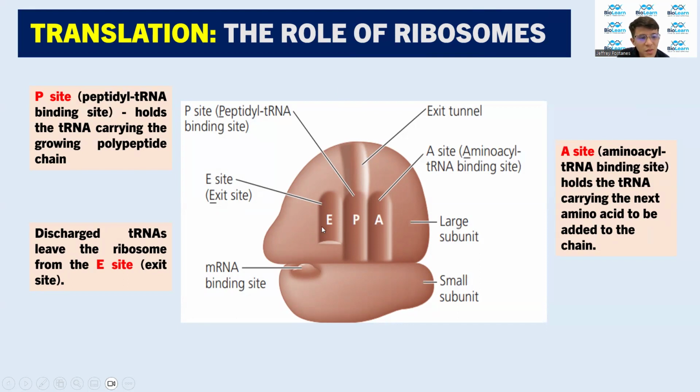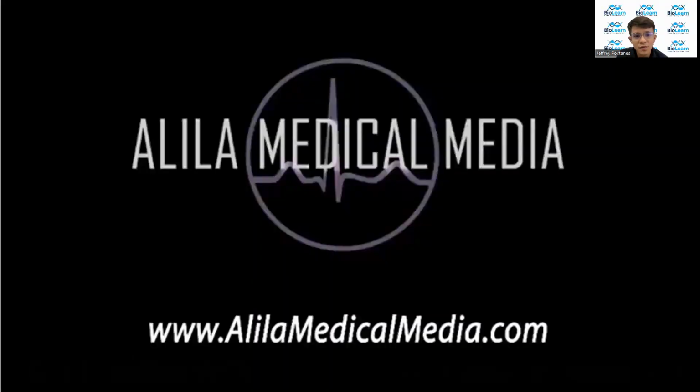In the E site, this is where it exits. The tRNA used in the P site will now exit the E site. And the A site, or the amino acid site, will hold the tRNA carrying the next amino acid to be added to the chain. So later on, we'll discuss it further. Okay, let's watch this video.